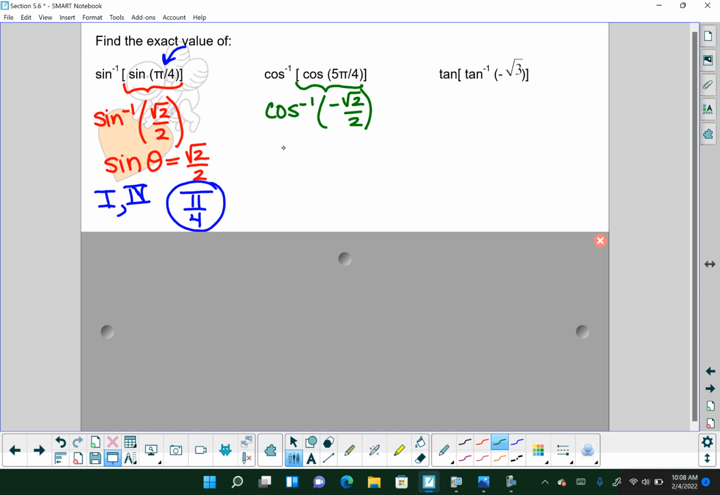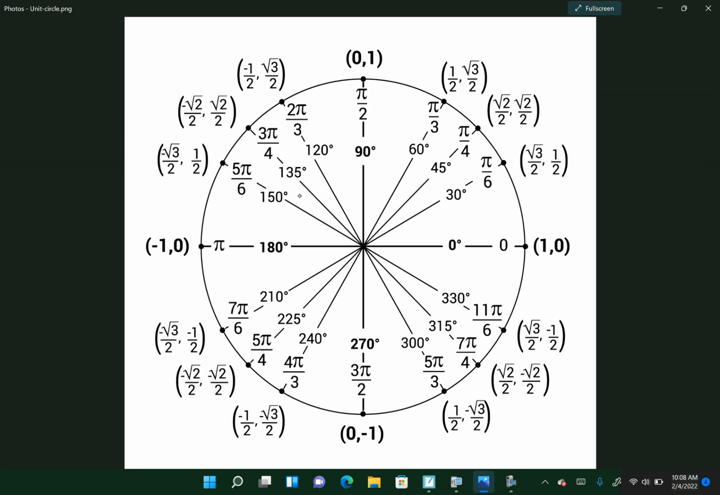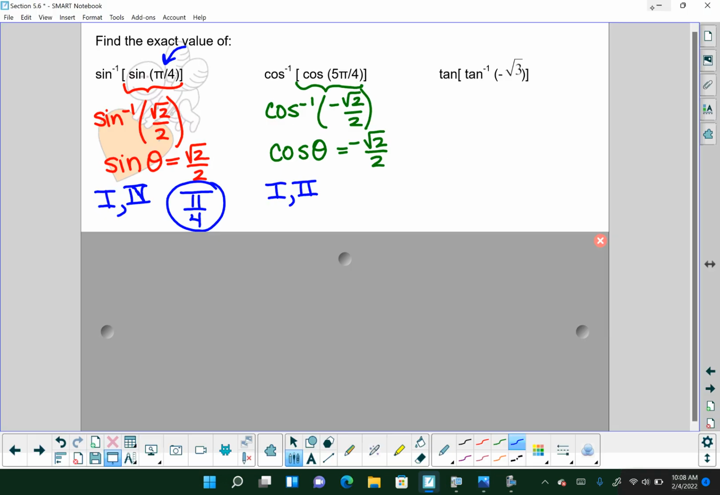So now we need to figure out for what angle do we have a cosine that gives us negative rad 2 over 2. But remember, inverse cosine is only defined in quadrants 1 and 2. So I will not this time get 5 pi over 4 as an answer because that's in quadrant 3. So to our unit circle, we're looking for where in quadrant 1 or 2 do we have a cosine, an x coordinate of, what was the value I was looking for? Negative rad 2 over 2.